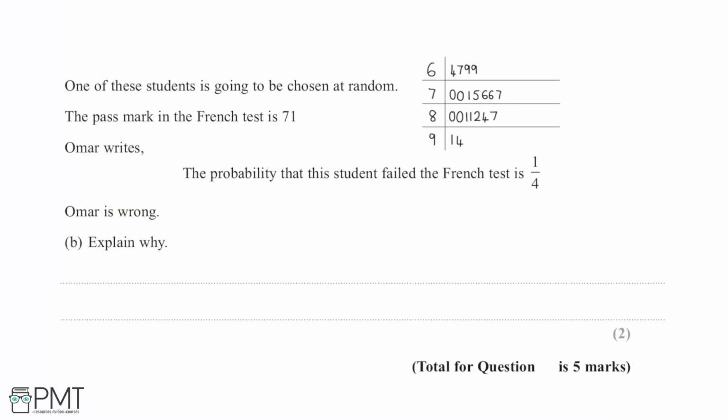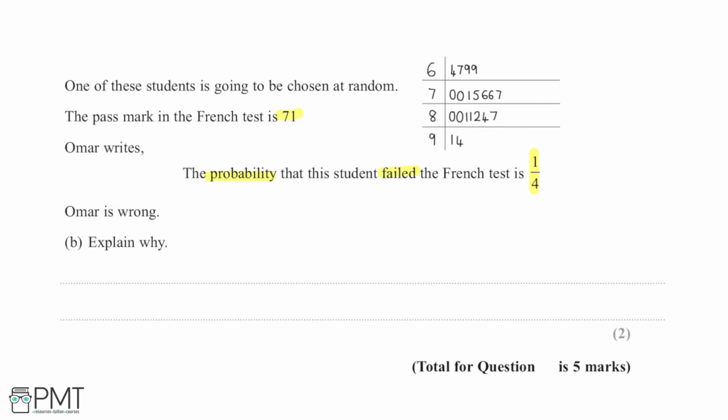So now we're told that one of the students is going to be chosen at random. We're told that the pass mark in the French test is 71. We're then told that Omar writes that the probability that this student failed the French test is 1/4. We're told that Omar is wrong and asked to explain why. So to go about this question, I'm going to find the probability that the student failed and compare this to 1/4 and show that it isn't 1/4.